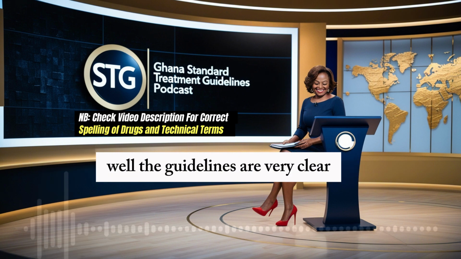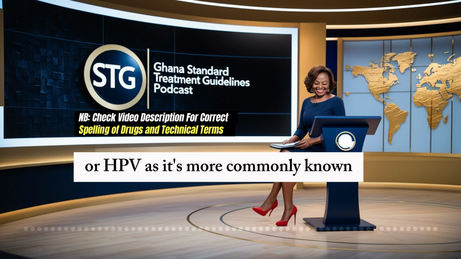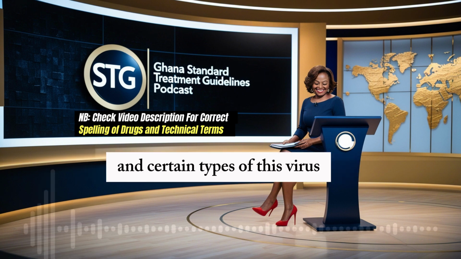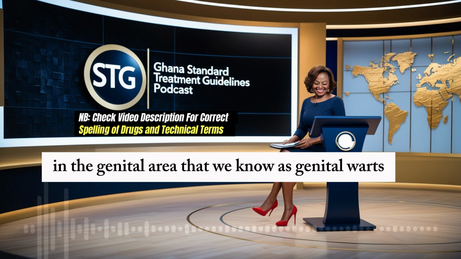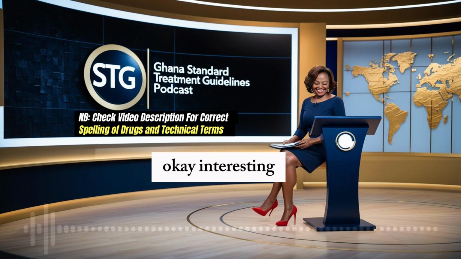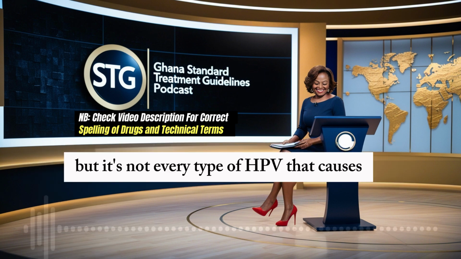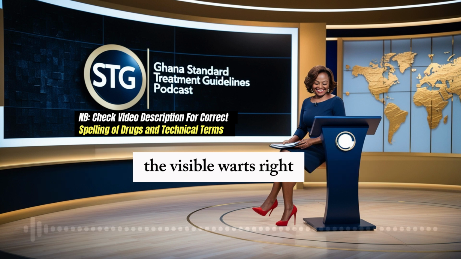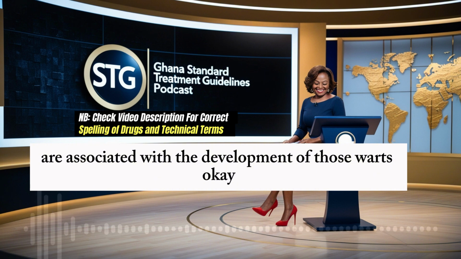Well, the guidelines are very clear that the culprit here is the human papillomavirus, or HPV, as it's more commonly known. Yes, it's a virus. And certain types of this virus can actually lead to those changes in the skin in the genital area that we know as genital warts. Okay, interesting. And I think it's important to point out that a lot of people might have HPV at some point in their lives, but it's not every type of HPV that causes the visible warts, right? That's absolutely right. Only specific strains are associated with the development of those warts.